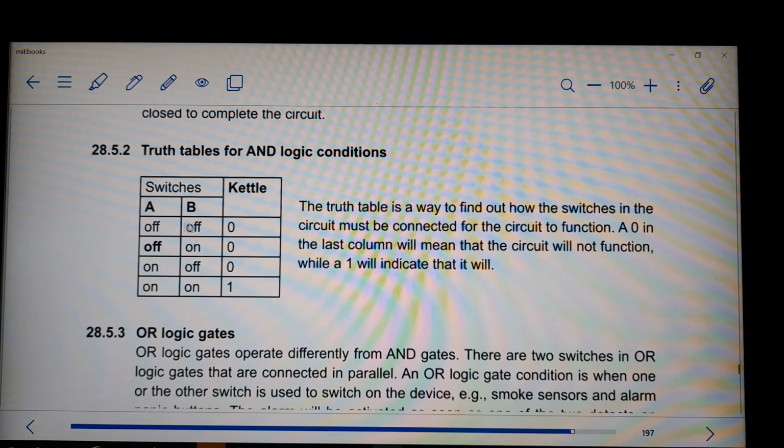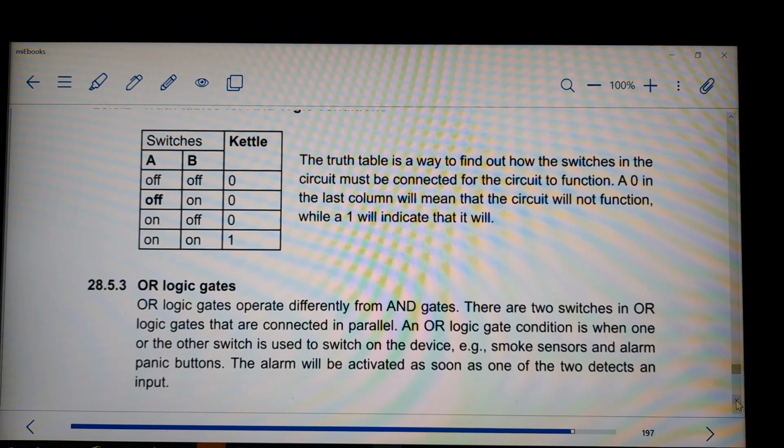So you can even substitute this with numbers. For off, you can say 0, 0, and you get 0. Here you get 0 and 1, you get 0. Here 1 and 0, you get 0. And 1 and 1, it means the two switches are on, then we get 1. That is for the AND table. That is for the AND gate.